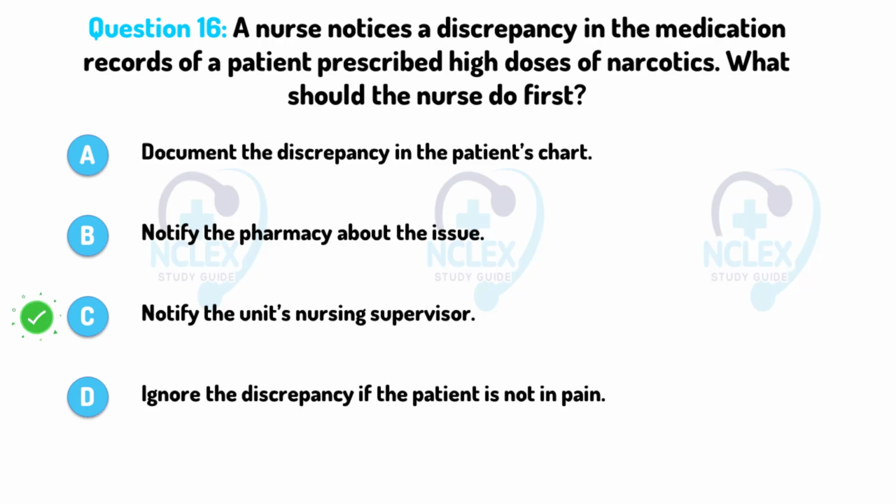Answer. C. Notify the unit's nursing supervisor. Explanation. Discrepancies in narcotic records must be addressed immediately. The nurse should notify the nursing supervisor, who has oversight of the unit and can investigate the issue further.